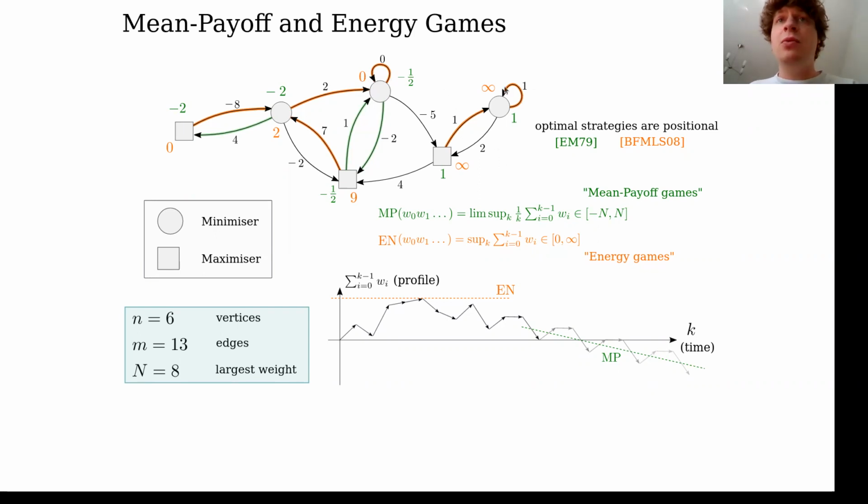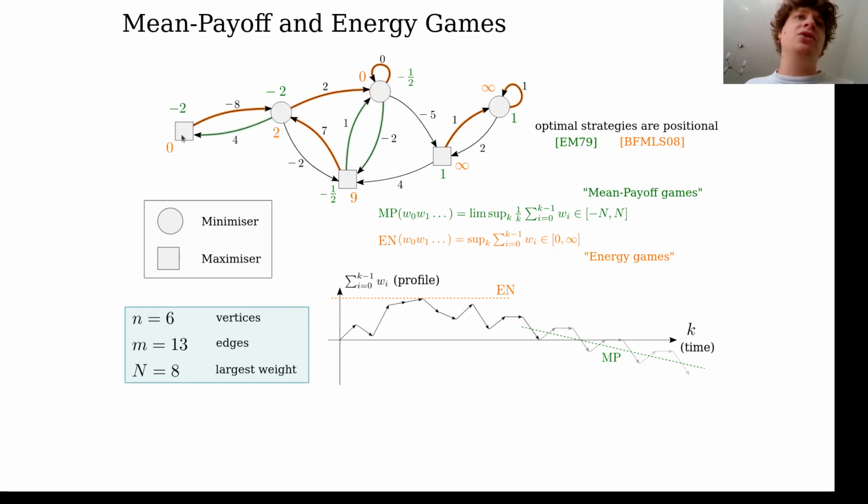From this part here, the maximizer can ensure that the profile diverges to infinity. So the energy value will be infinite. And then if we look at the rest, from this point here, the minimizer can either see 2 and then just see only zeros. So this choice gives him energy 2, whereas going there, he would see a 4.